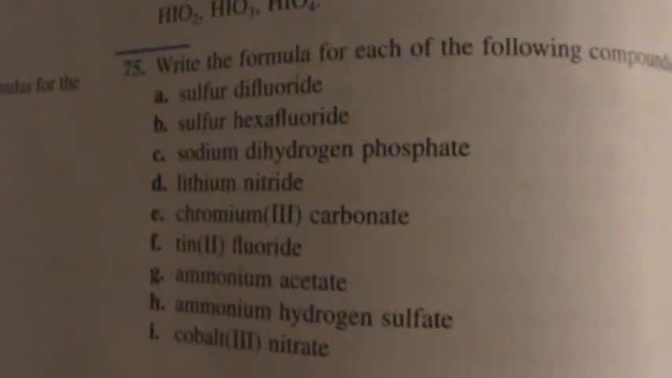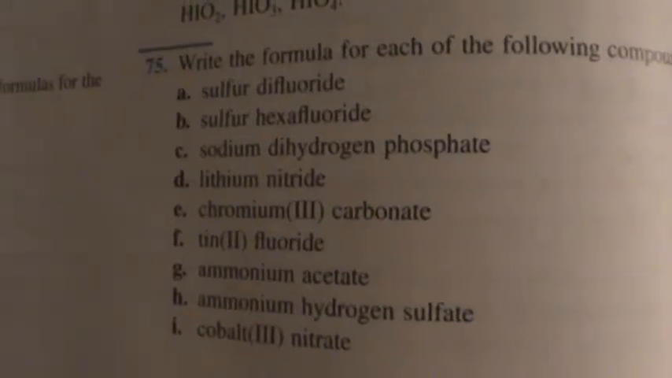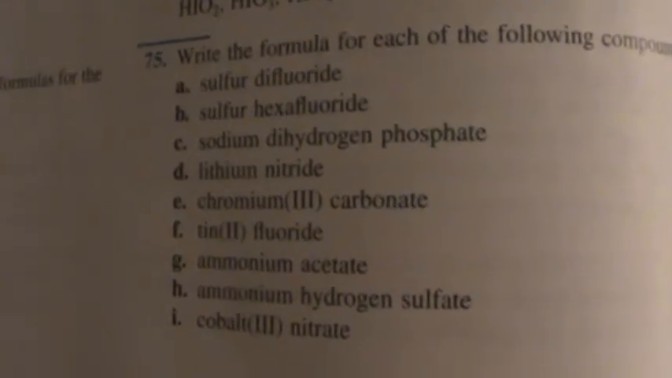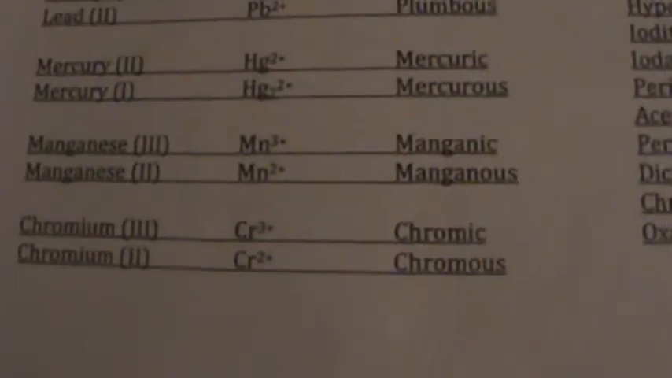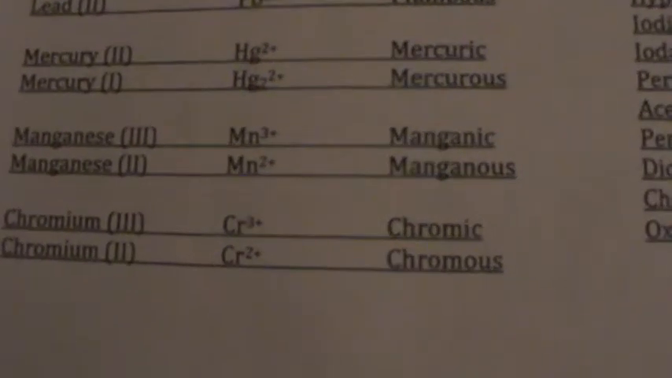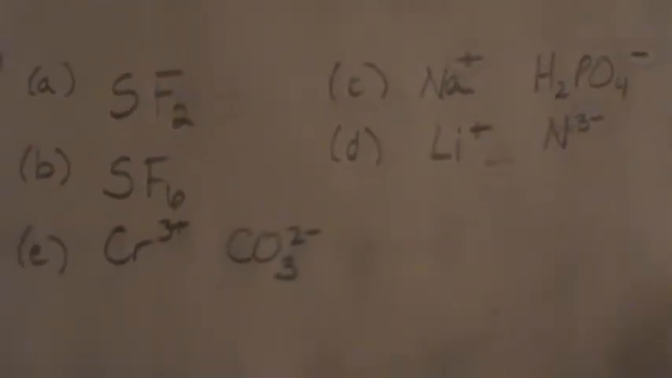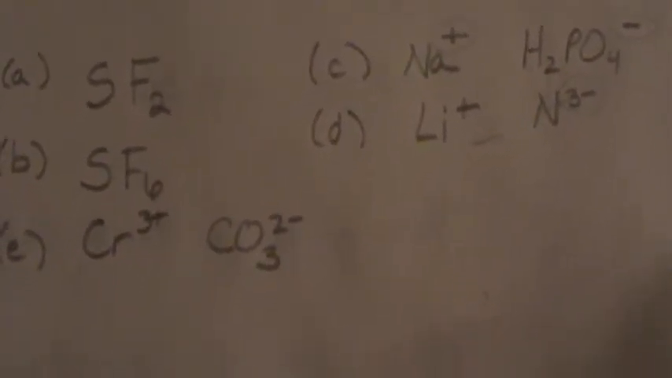Next I have E, and E is chromium(III) carbonate. That 3 in parentheses tells me what the charge is on my chromium. I could go hunting for it if I wanted to. Wow, this is probably dizzy making. And I see chromium-3 right there, Cr3+. Now I'm back over to here, and we have carbonate. Carbonate is CO3 2-. We saw that in the last one, in number 71.